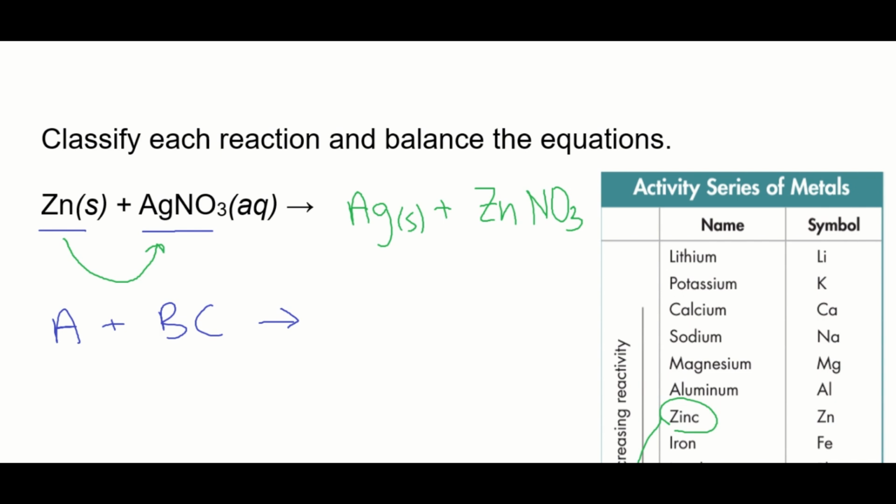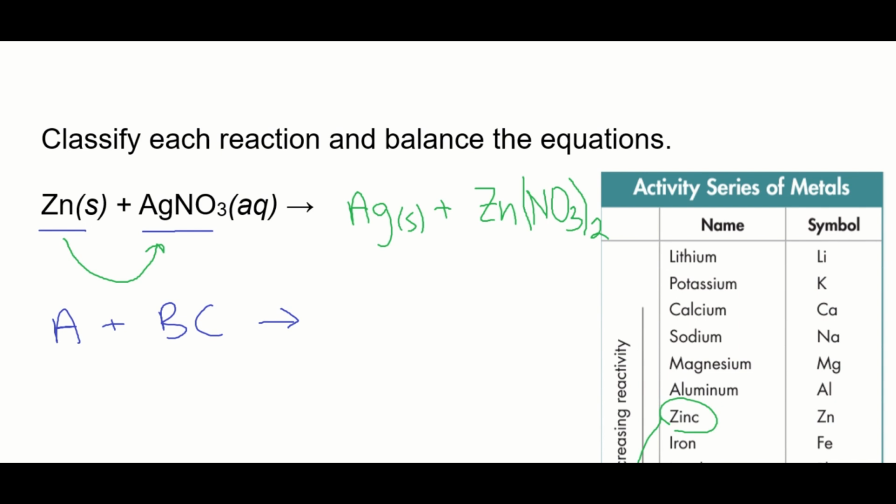Now, zinc is a transition metal with a single charge. It's almost always 2 positive. And nitrate is a polyatomic anion with a 1 negative charge. Those charges will give you the ratios between these cations and anions. So you need 2 nitrates for every zinc cation.